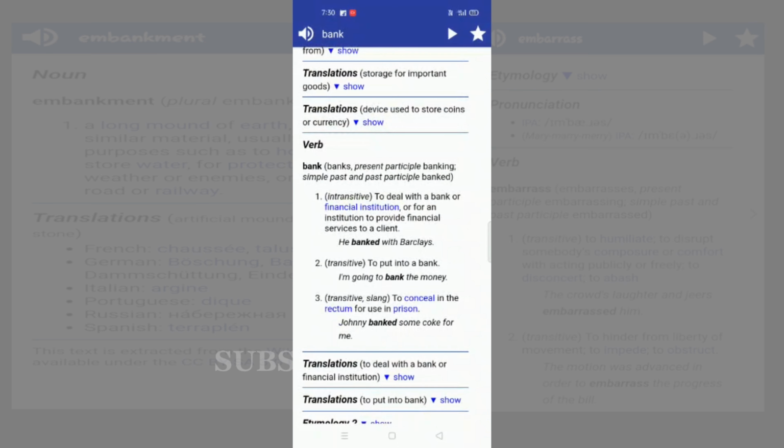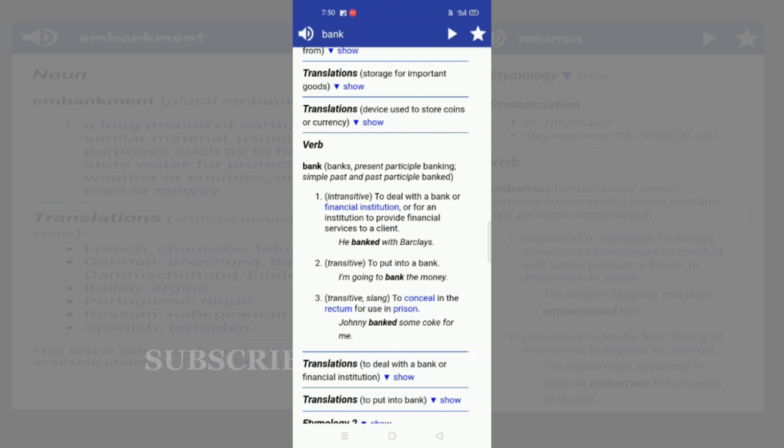Then you must go for its verbs. If that particular word can be used as a verb, like bank, we can use bank as a verb. Its present form of verb is bank, present participle banking, simple past and past participle are banked. So it means we can use the word bank as a verb.